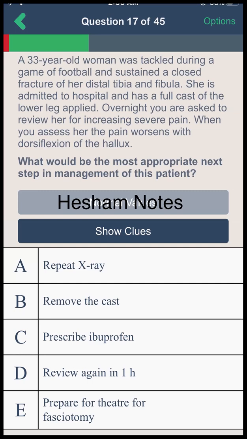So the first thing to be done for this patient is removing the cast and assessing the pulse of the patient. Later on, if there is severe pain not relieved after removing the cast, I will prepare the patient urgently for fasciotomy. So my next step will be removal of the cast because the cast may be compressing tightly on the limb and causing this pain. But if I remove the cast and the pain is still present, I will prepare the patient for urgent fasciotomy now. Okay, but the initial step will be removal of the cast and assessing the pulse.